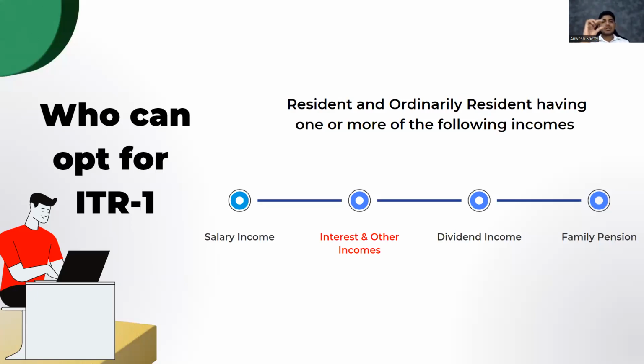Now that is my residential criteria. The second is that I need to have only these incomes to file my ITR1. The first one is salary income. The second is that I may have interest income or income from other sources, or I may have certain dividend incomes. Dividend income could be from companies. Members must be aware that dividend income is now completely taxable.